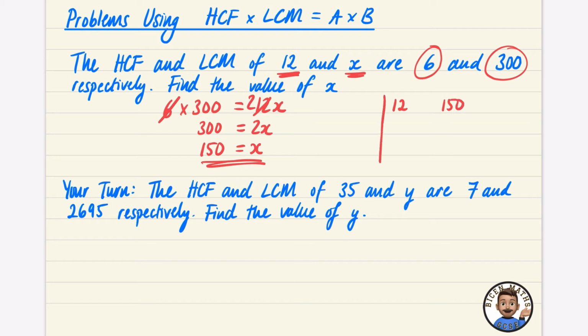I'm just going to prove to you that 6 is the highest common factor and 300 is the lowest common multiple. They are both in the 6 times table. 150 divided by 6 is 25. The highest common factor is 6. The lowest common multiple is all of them multiplied together, which is 6 times 2 times 25. Yep, that is 300. So we've definitely found the correct value for x.